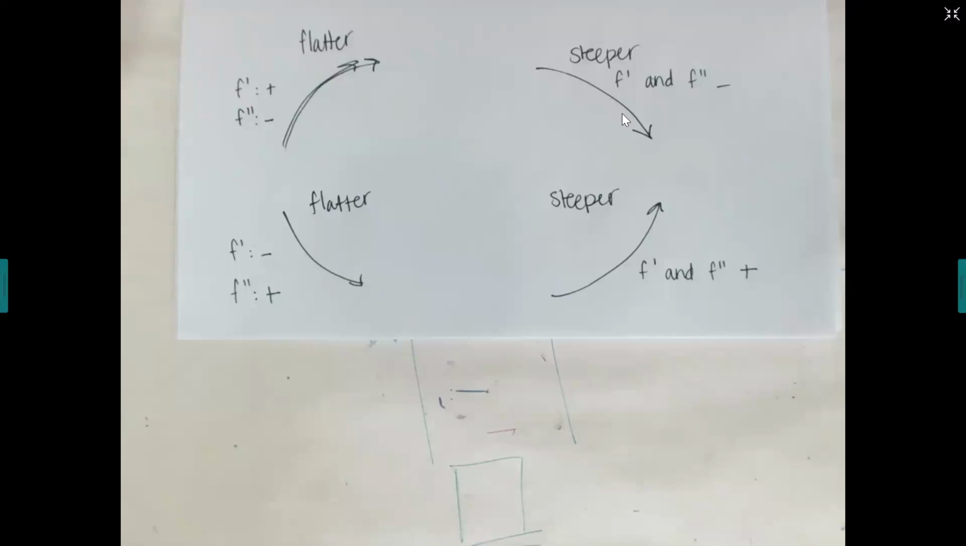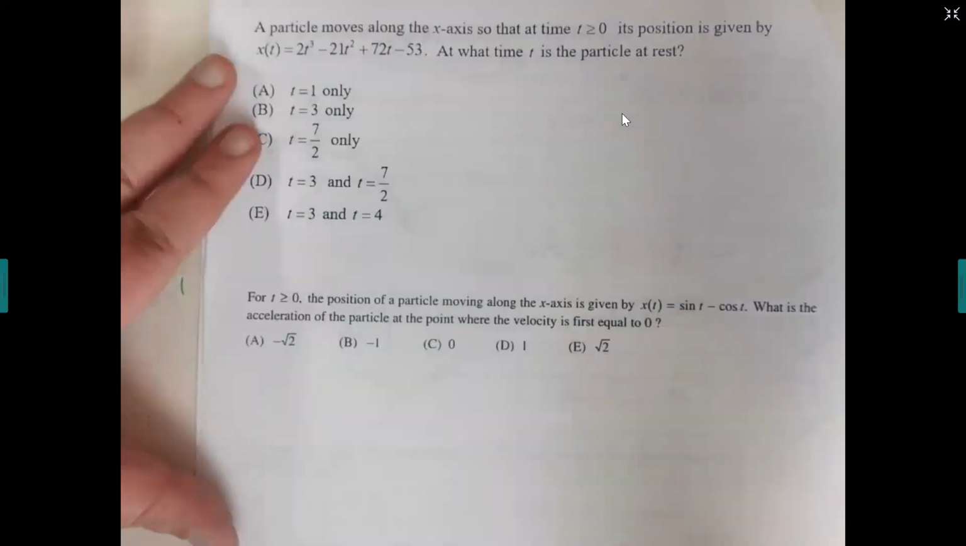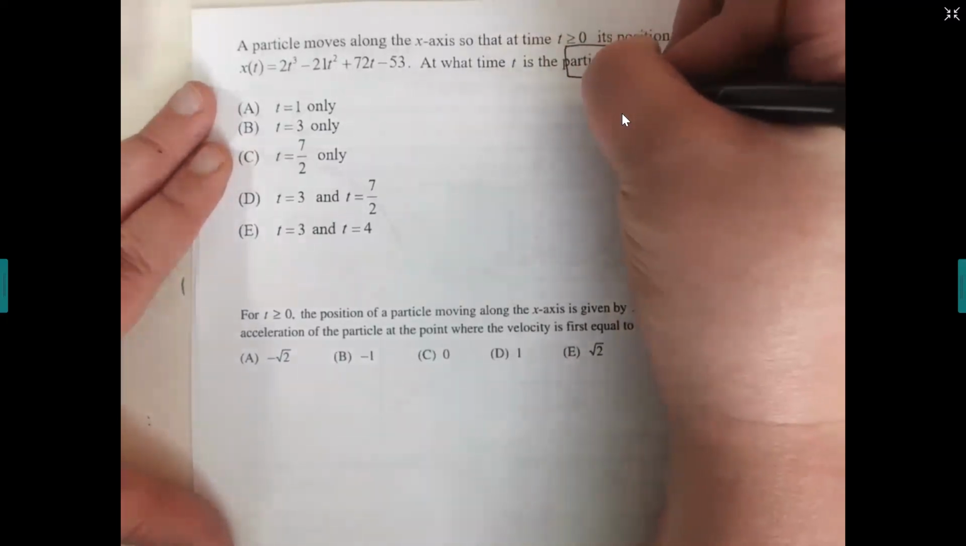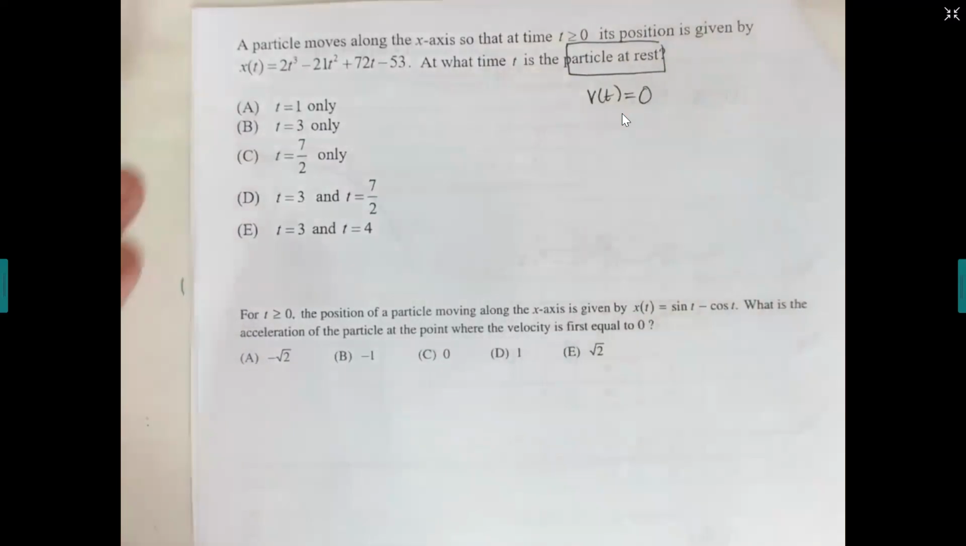All right, we have a little bit of particle motion here. Let's take a look at the next one. Okay, it says, when is the particle at rest? So at rest means you want your velocity to be 0. Remember, you're just going to take whatever the velocity is and set it equal to 0, because that means you're not moving.